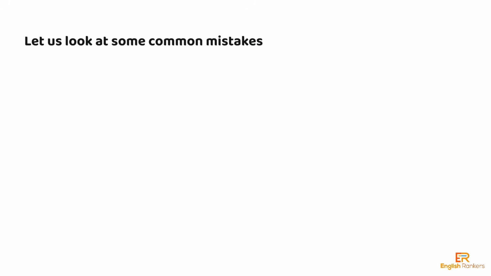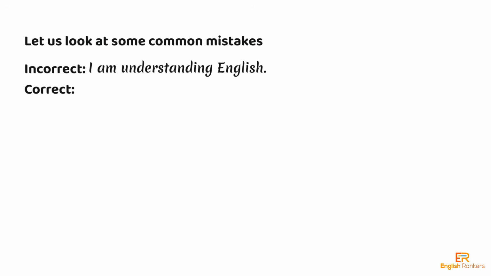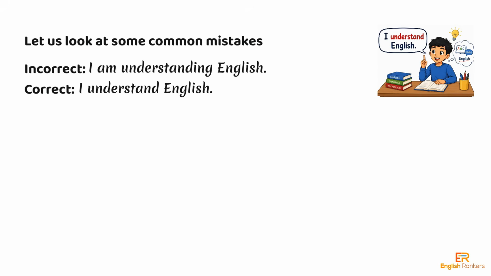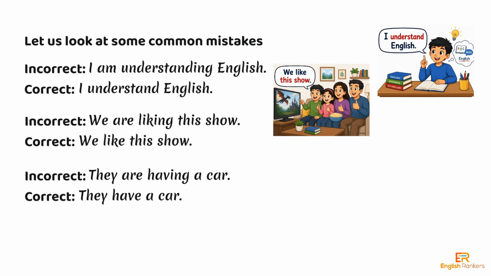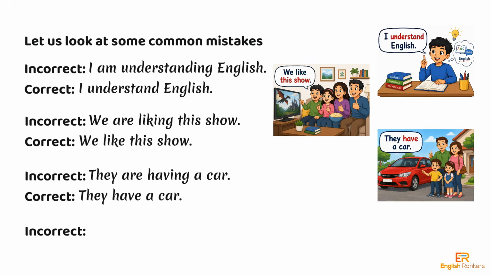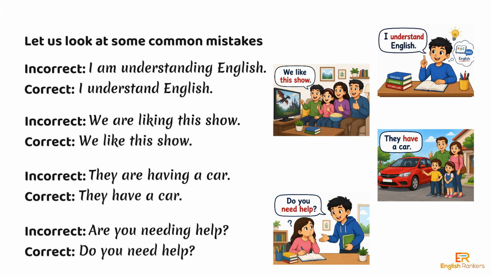Let us look at some common mistakes. Incorrect. I am understanding English. Correct. I understand English. Incorrect. We are liking this show. Correct. We like this show. Incorrect. They are having a car. Correct. They have a car. Incorrect. Are you needing help? Correct. Do you need help? In all these examples, the verb describes a state, not an action. So we use the simple form, not the continuous form.